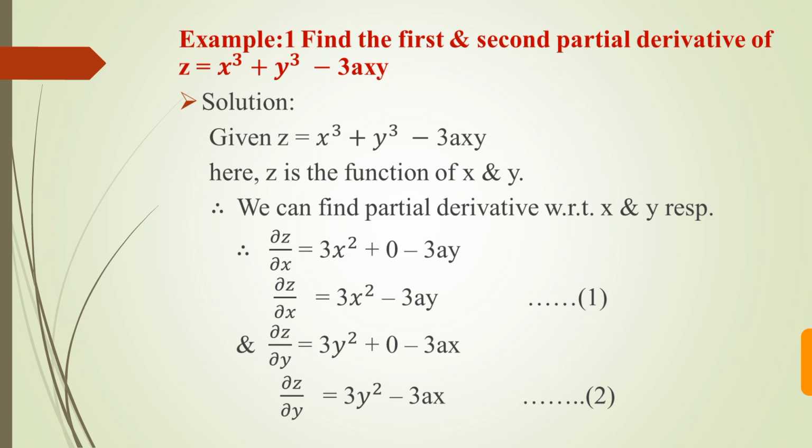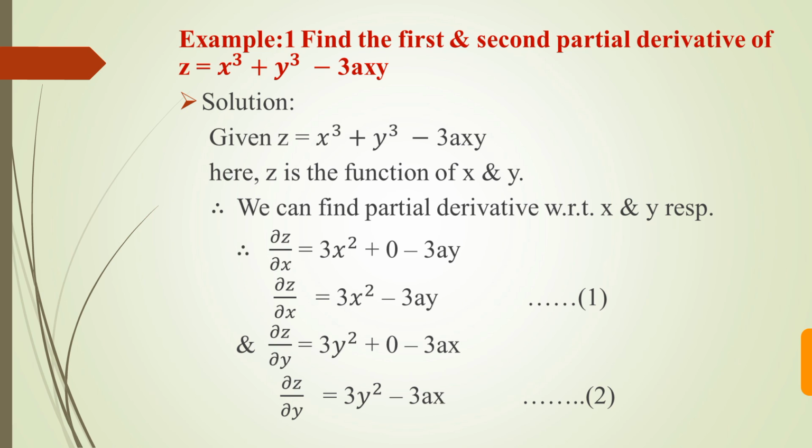Next, we have to see the basic examples of partial differentiation. Okay, now the first one is: find the first and second partial derivatives of z is equal to x cube plus y cube minus 3axy. Let's start the solution. Given z is equal to x cube plus y cube minus 3axy.